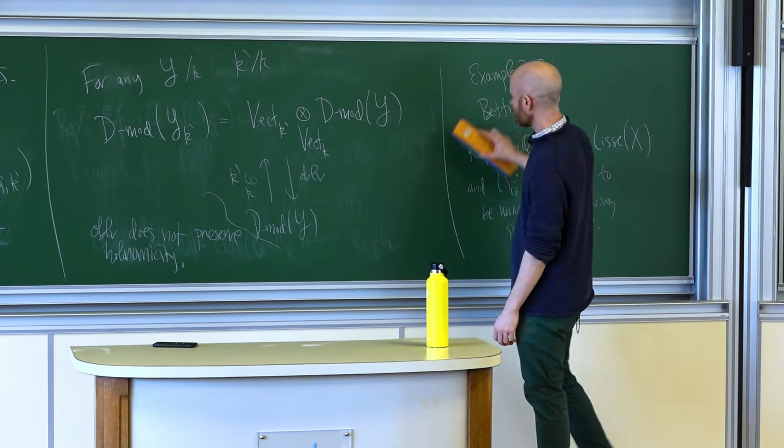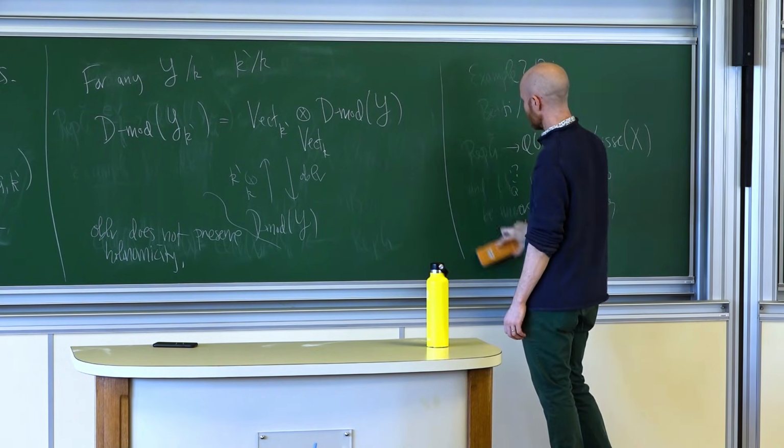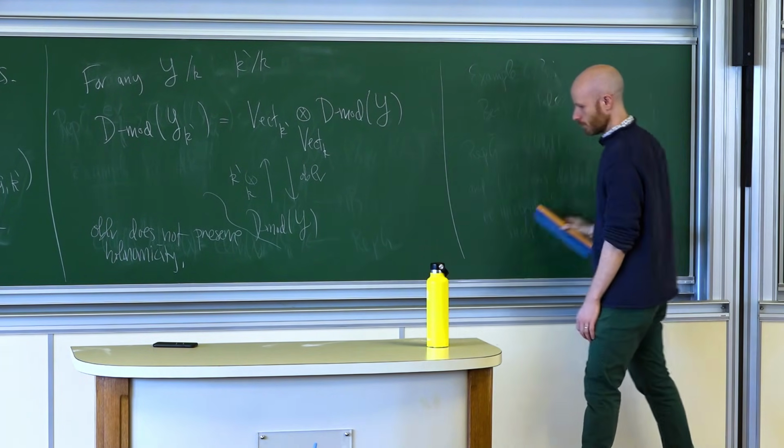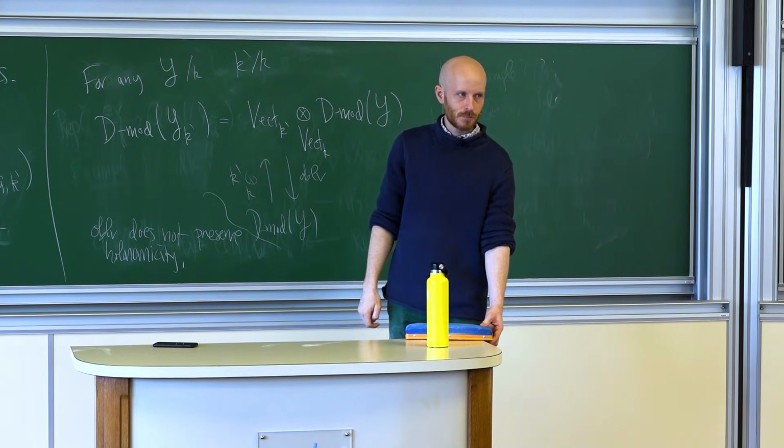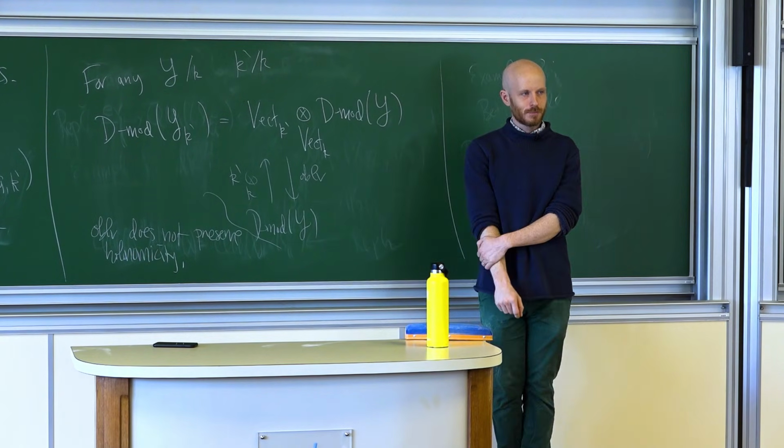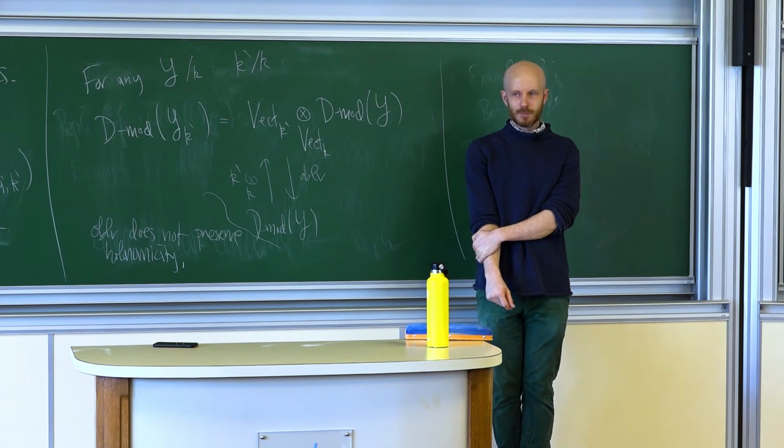If you took a smooth variety, would you have a similar statement about D modules on that variety, but where instead of course you don't have milk, but you could say holonomic or something?